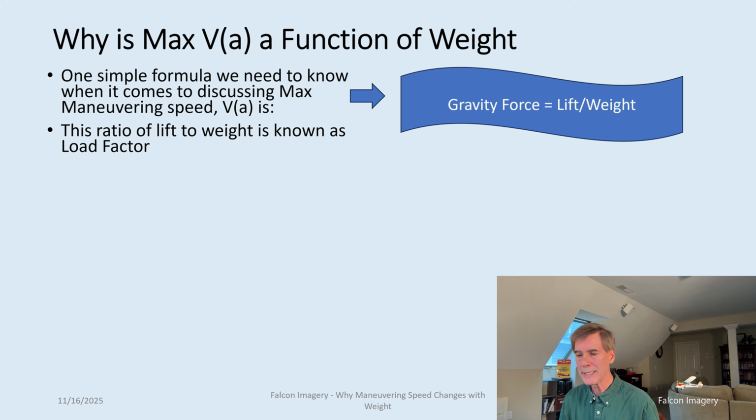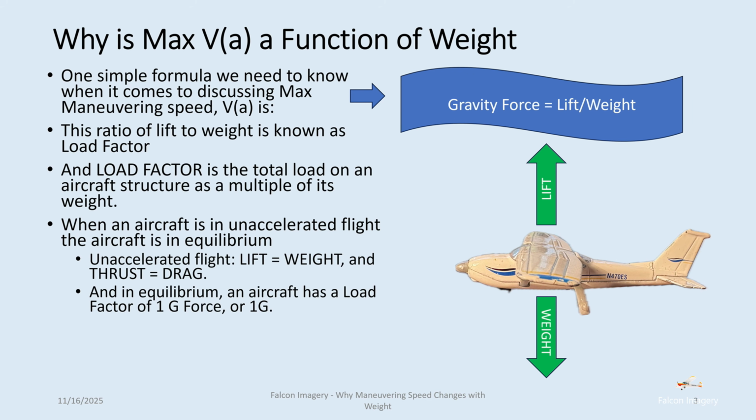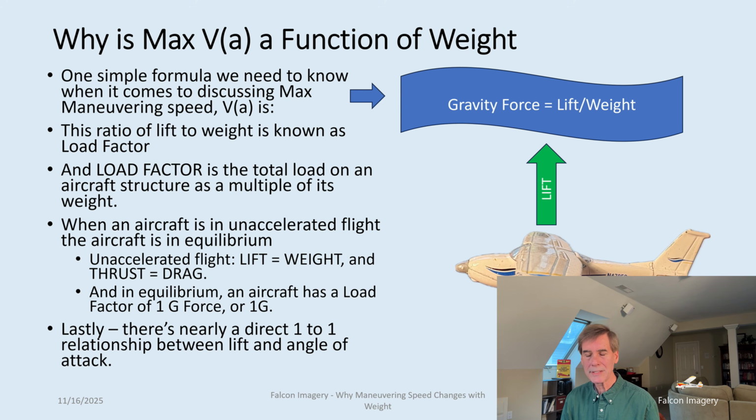One simple formula we need to know when discussing max maneuvering speed is that gravity force is equal to lift divided by weight. This ratio of lift to weight is known as load factor, and load factor is the total load on an aircraft structure as a multiple of its weight. When an aircraft is in unaccelerated flight, it is in equilibrium: lift equals weight and thrust equals drag. In equilibrium, an aircraft has a load factor of 1G. And lastly, it's important to know there's nearly a direct one-to-one relationship between lift and angle of attack.